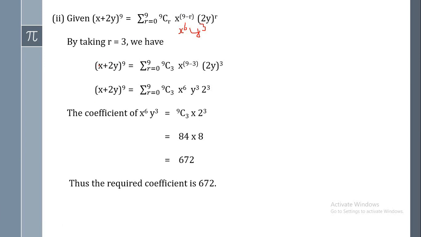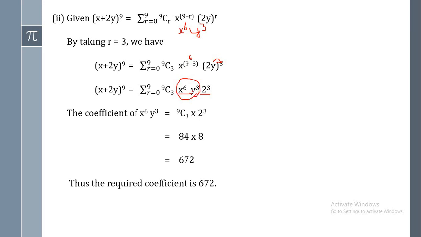Again (x plus 2y) whole power 9 equal to summation r from 0 to 9. Since r value is 3, it is 9C3 x power 9 minus 3, that is x power 6 and (2y) power 3. Now by solving this, we split the x and y terms to one side and the constant part to another side. So x power 6 and y power 3 and 2 cube. So we got the required expression here, x power 6 and y power 3.